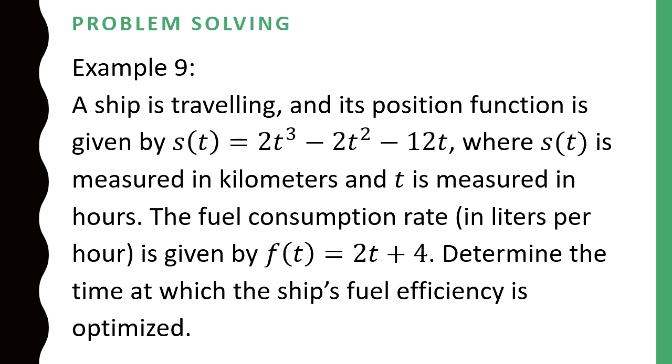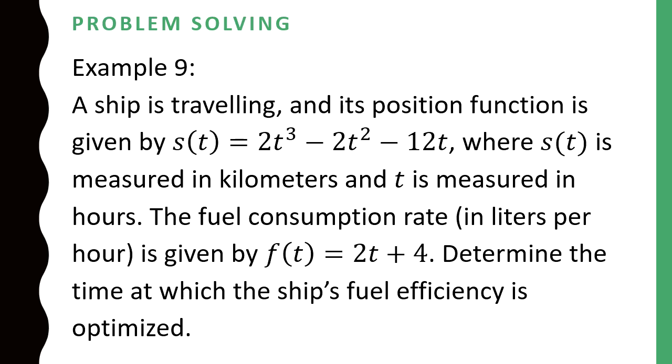Now, let's try a different problem. A ship is traveling and its position function is given by s of t equals 2t cubed minus 2t squared minus 12t, where s of t is measured in kilometers and t is measured in hours. The fuel consumption rate in liters per hour is given by f of t equals 2t plus 4. Determine the time at which the ship's fuel efficiency is optimized.